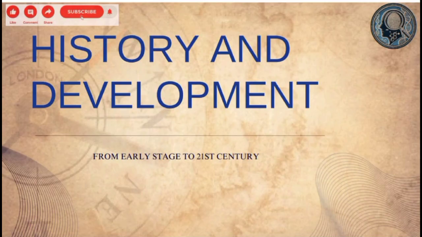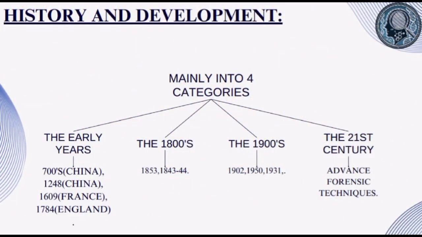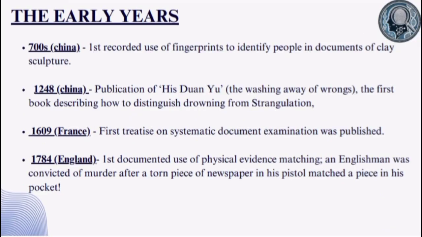Now let's see the history and development of forensic science. We can broadly classify the history and development of forensic science into four categories: the early years, the 1800s, the 1900s, and the 21st century. Now let's see the early years.